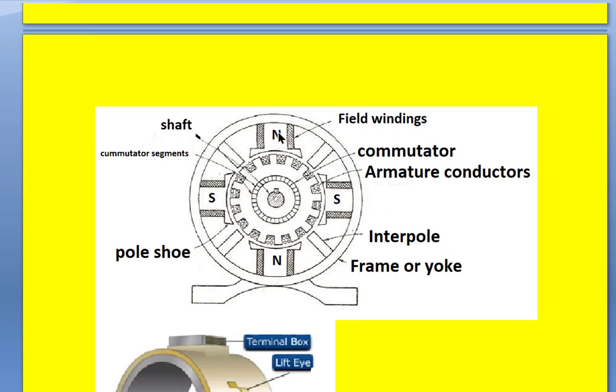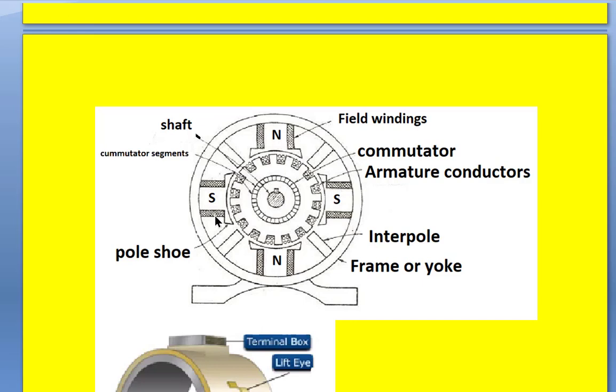This is the field core, this is one field core, this is another field core, this is another field core. That means this motor is a 4-pole DC motor. To avoid the armature reaction effect, there are interpoles also between the main poles. These four are main poles. Similarly, in between there are interpoles. And this field core carries what is called field winding.